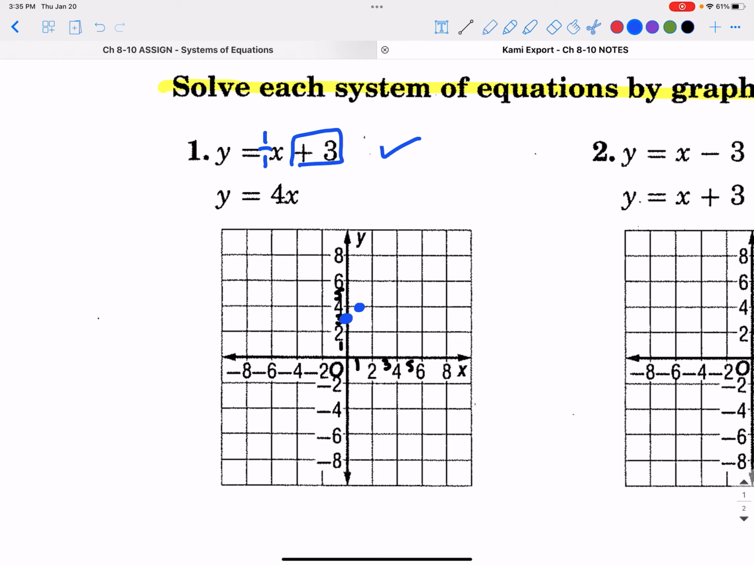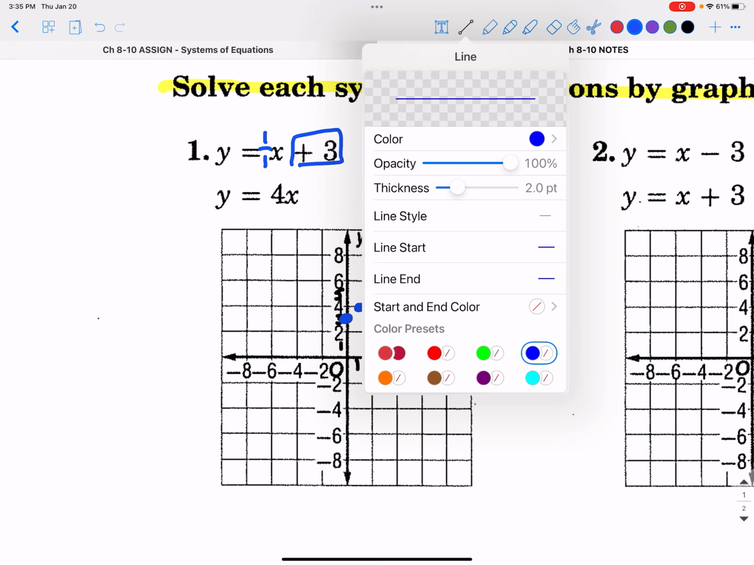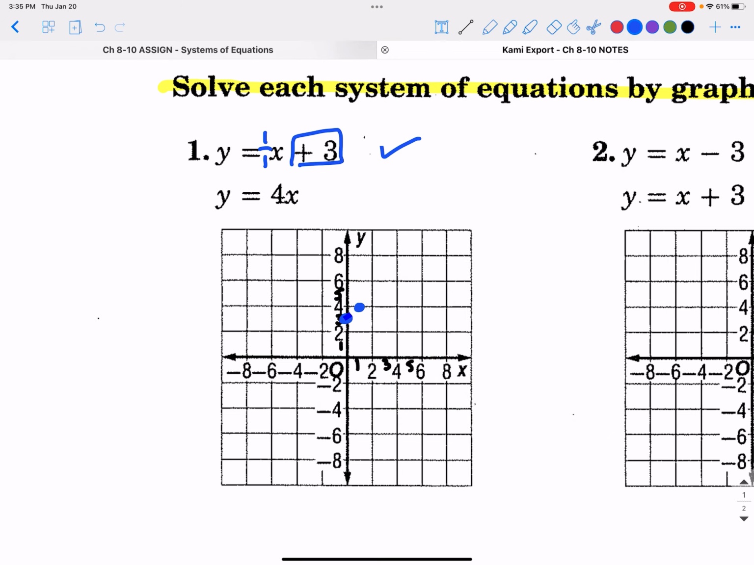You cannot hand draw these, because if you hand draw them, you're going to end up off and your intersection point is not going to be correct. All right, so we're going to graph this first one in blue. We want to stretch all the way across our graph, so we've got a nice straight graph. Now we're going to go to our second one.